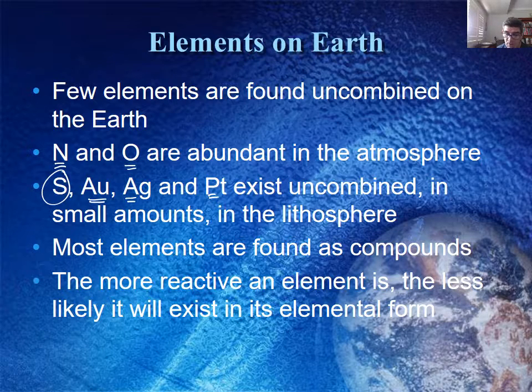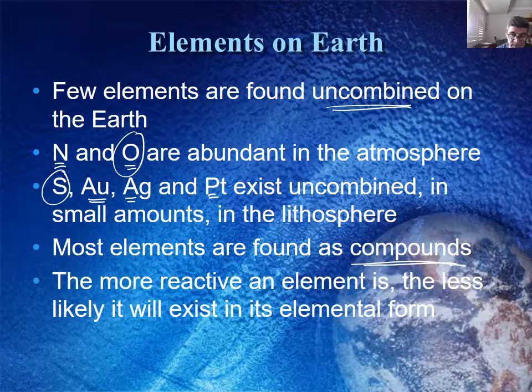Most of the elements, because of the fact that they are chemically reactive, are found as compounds. So if an element is an active substance, if it's very reactive, it will combine with something like oxygen in the air or the sulfur and form a compound. And so it's very rare that we find very many elements in their elemental form.